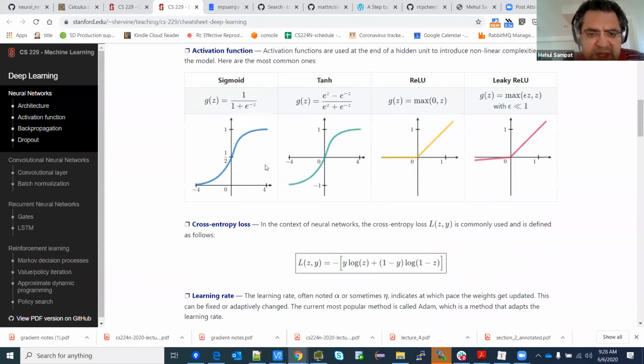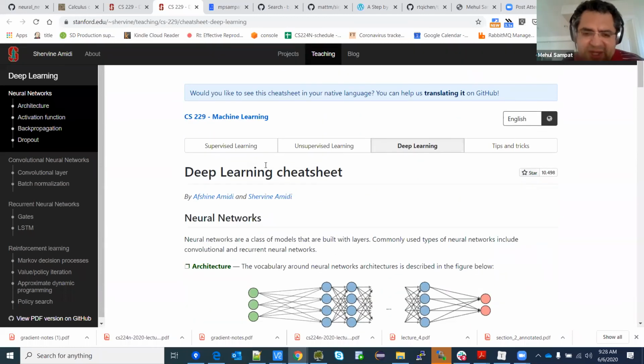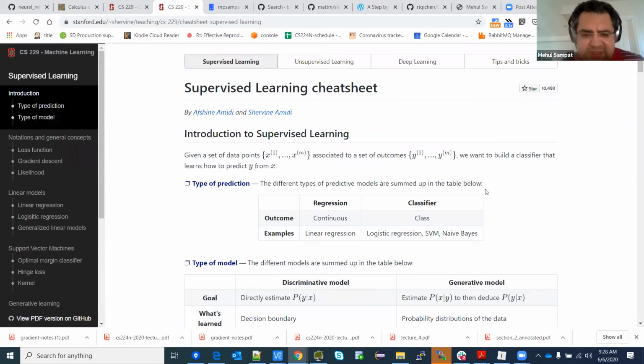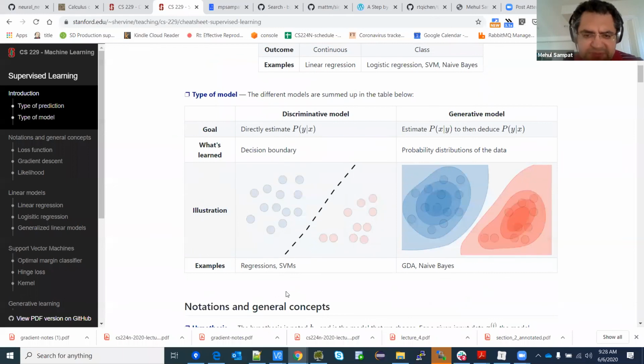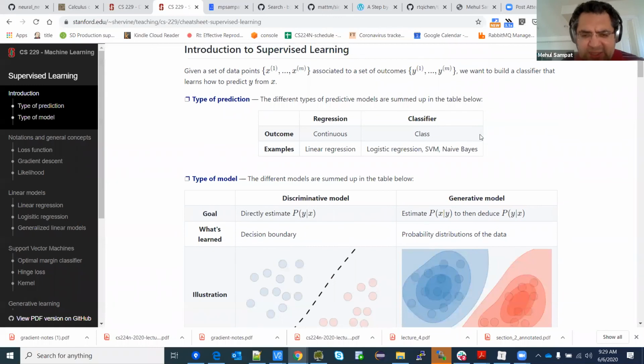Similarly, like last week, we talked a little bit about supervised learning. I thought this was awesome because I was showing the decision boundaries last time, and similarly he's showing the decision boundaries, and he summarizes models as discriminative models and generative models. I had not seen that before.